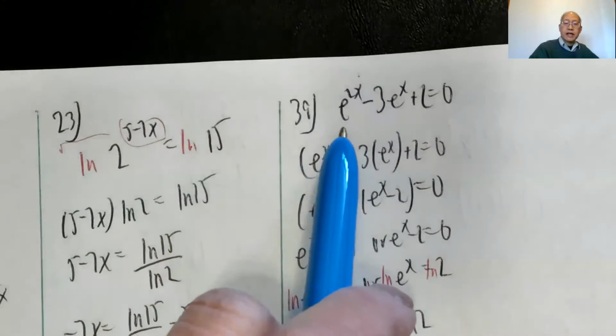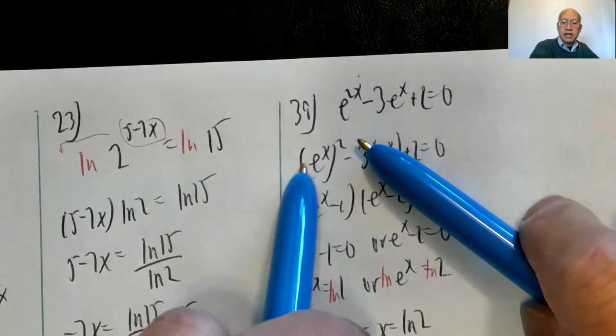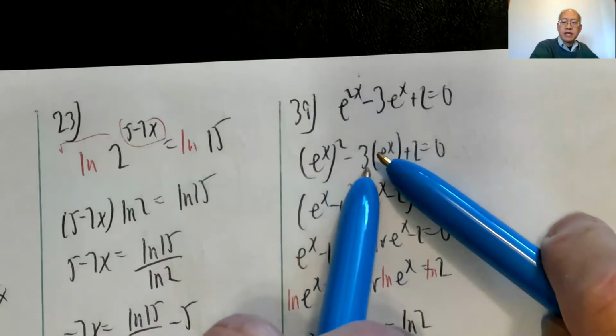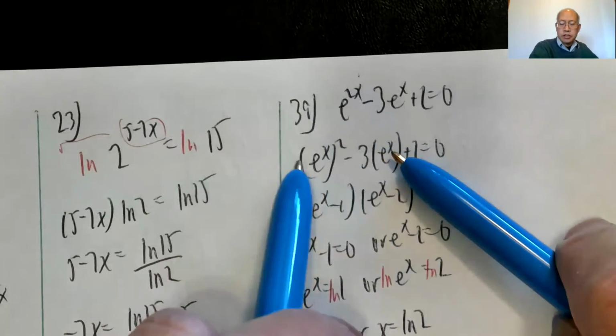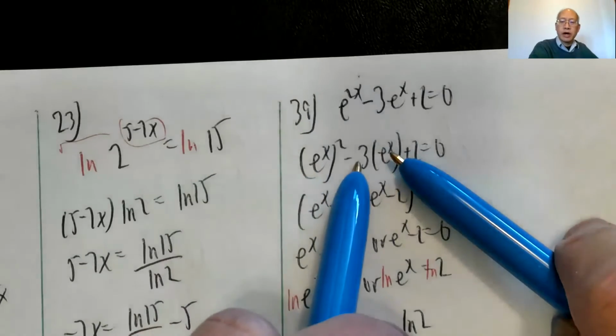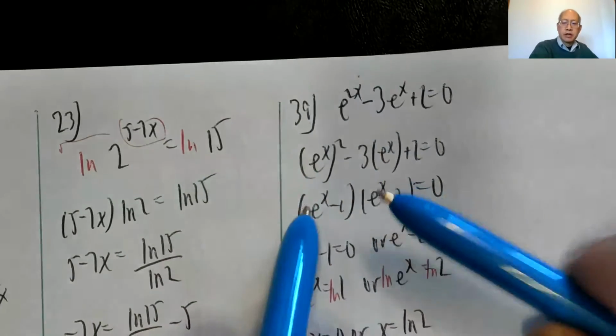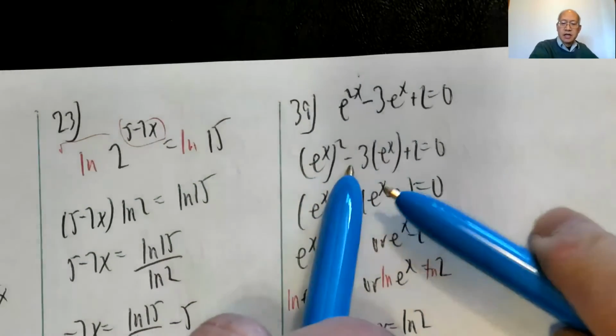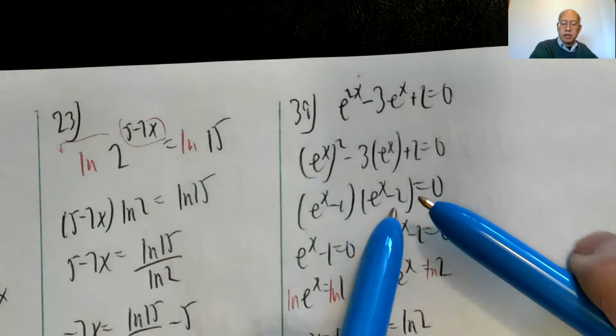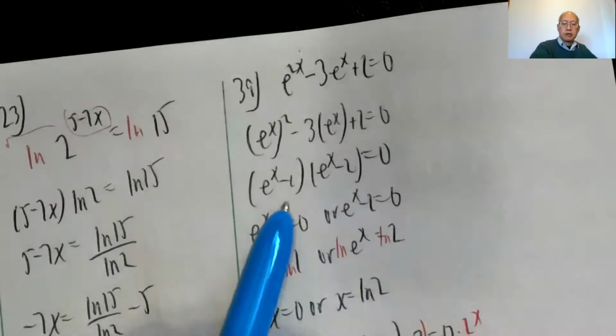39, this is a quadratic in e to the x. You can think of this as e to the x squared minus 3 e to the x plus 2. So it's just like y squared minus 3y plus 2, which you can factor. So e to the x, minus 3 and plus 2 means minus 1, minus 2. You can double check, multiply back out.